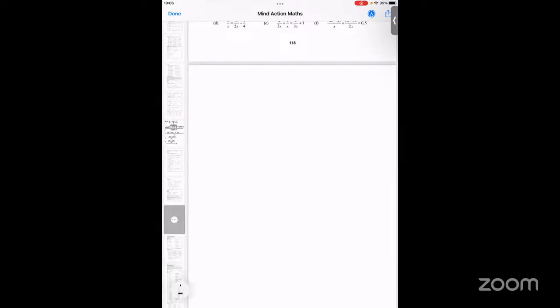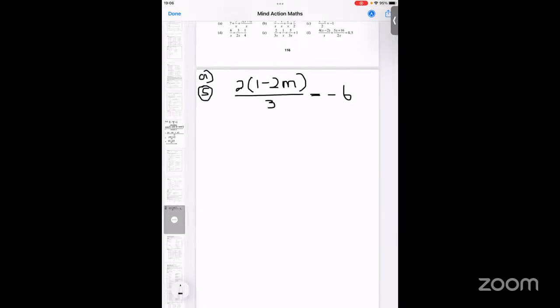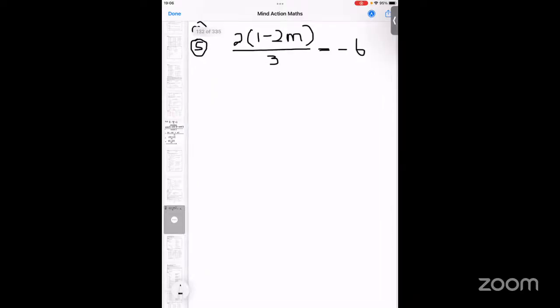I'll just write there and say this is A, number 5. It's what you requested, which is 2 into (1 minus 2m) over 3, this being equal to -6.